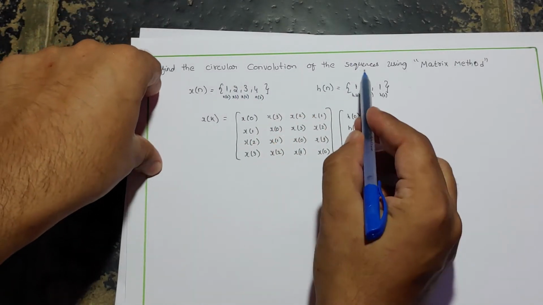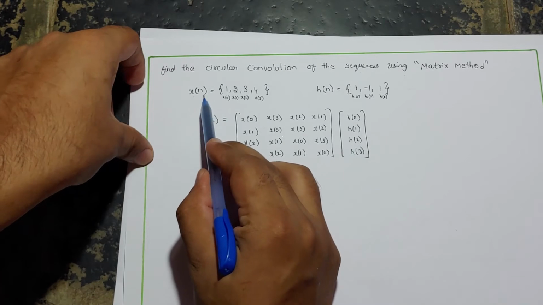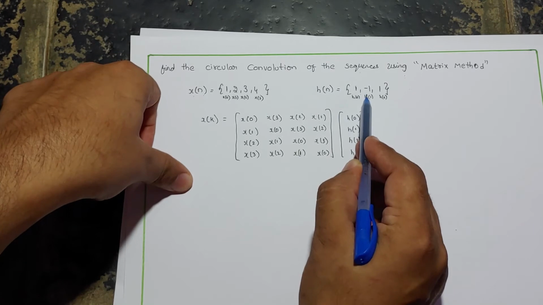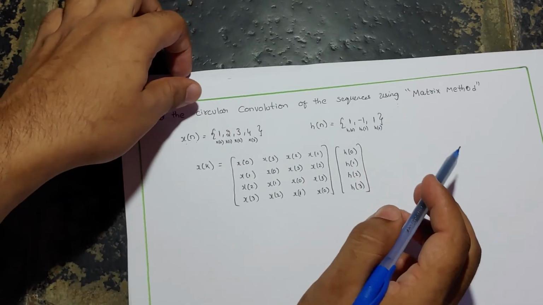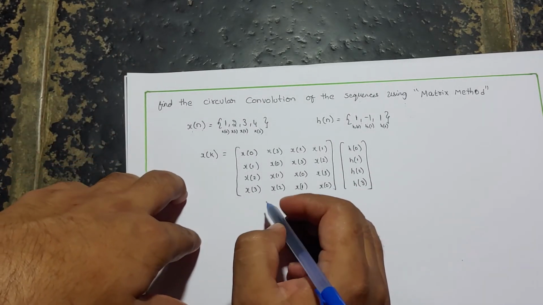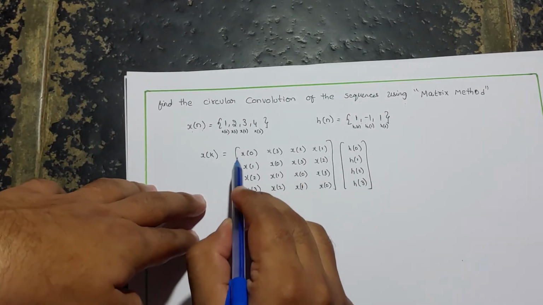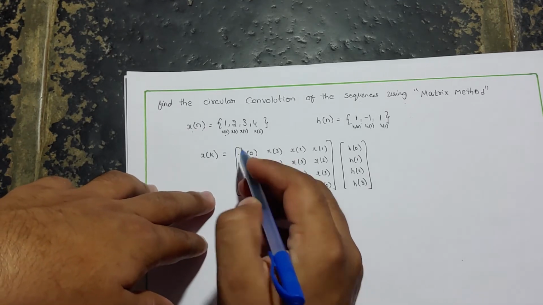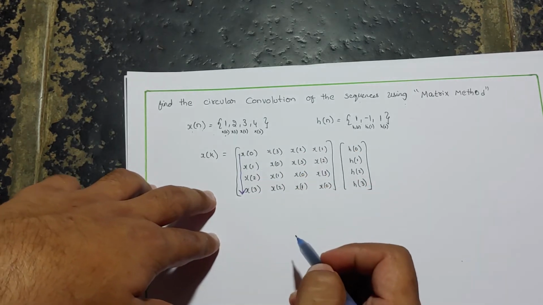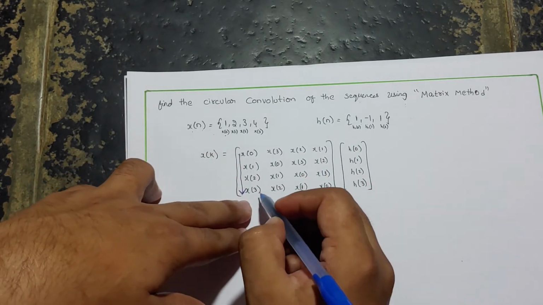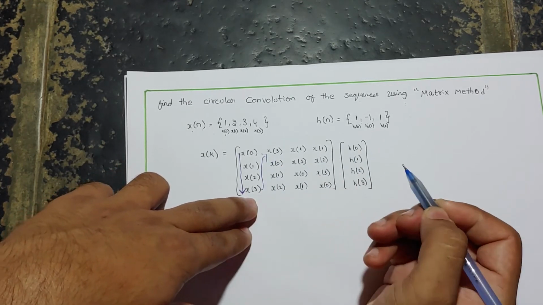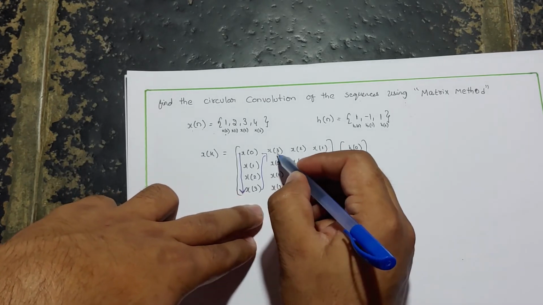Find the circular convolution of the sequence using the matrix method. X of n is equal to 1, 2, 3 and 4, where h of n is equal to 1, minus 1, 1. Here in the circular convolution method, we have to follow a pattern of writing the matrix. First we have to write all the terms of the given sequence in the order of upside down, that is ascending order, and we have to replace this last number to the first row, first column and continue the same.